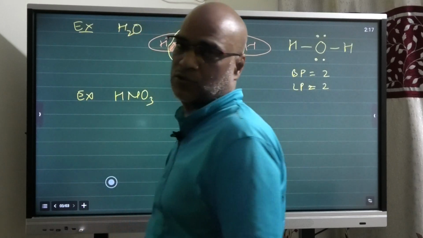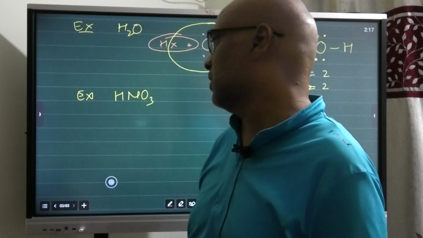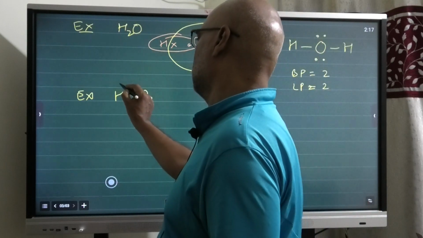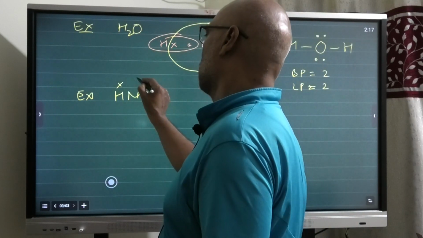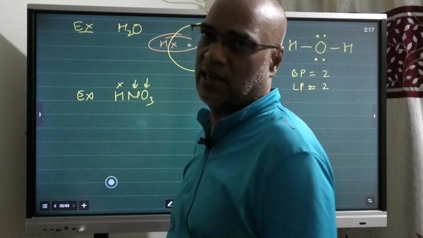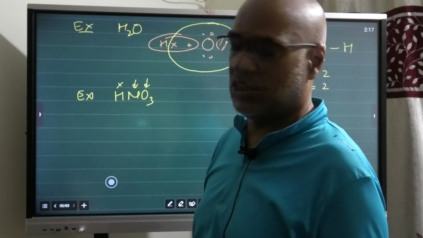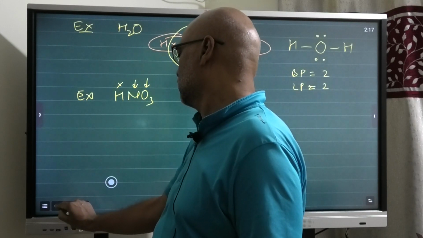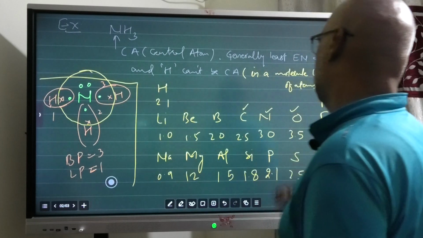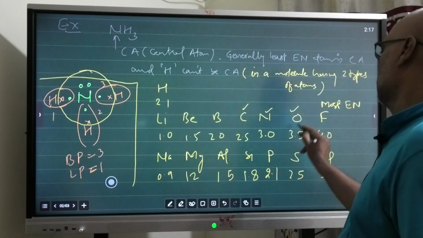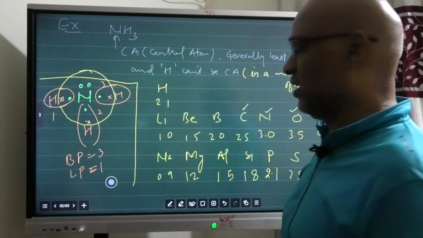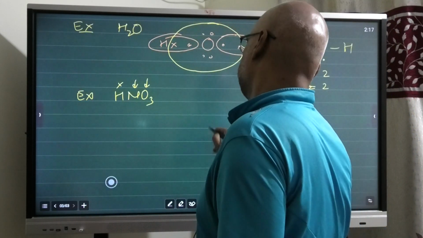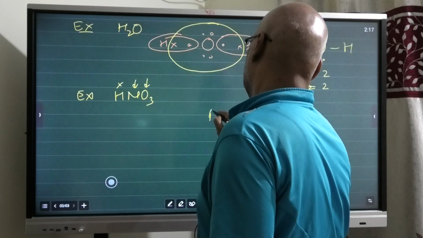So there are 3 atoms, hydrogen is there, nitrogen is there, oxygen is there. So hydrogen cannot be the central atom, we can cross it, it is not central atom. So out of nitrogen and oxygen, we have to decide which one is central atom. So least electronegative, you can check. I will show you the values. These are the values. Nitrogen 3.0, oxygen 3.5. So least electronegative is nitrogen. So obviously nitrogen will be the central atom.